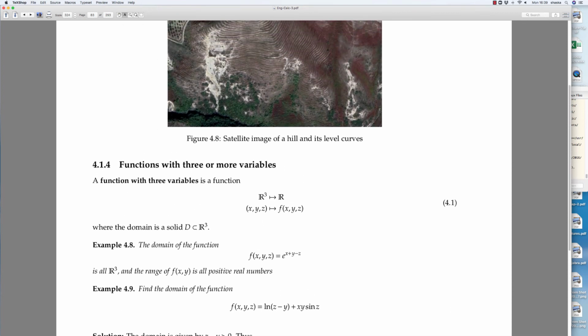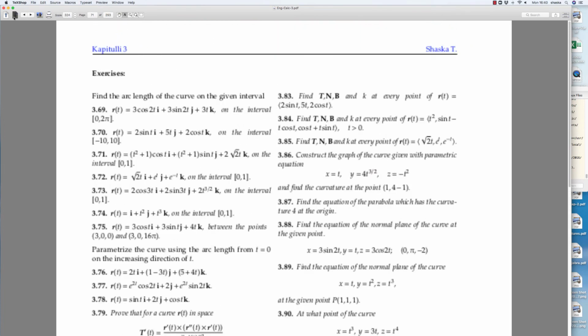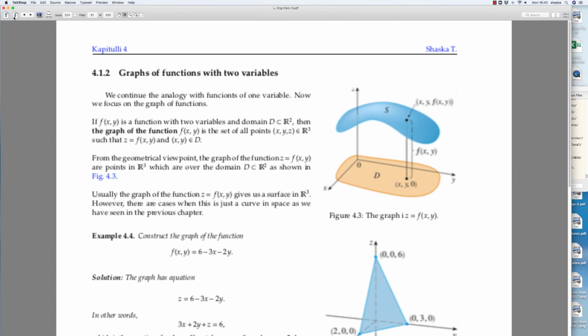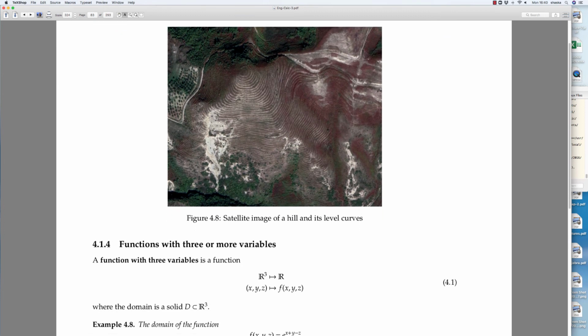What about in real life? Sorry about that. You can get many applications and many objects in real life that make use of these level curves. For example, in hills sometimes we build level curves this way to plant trees and things like that. So this is an actual satellite image of one of these things, okay? There are many ways that you will see this in nature.